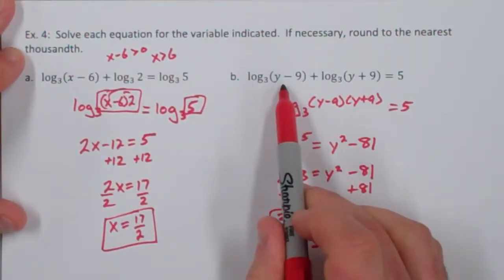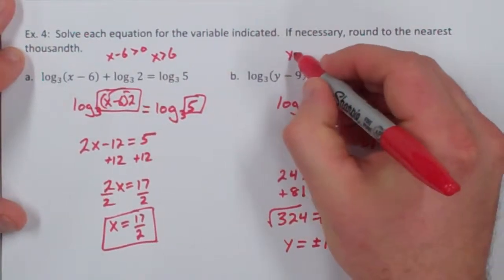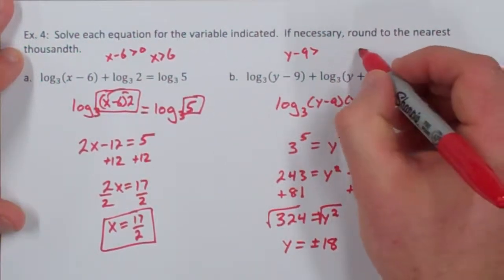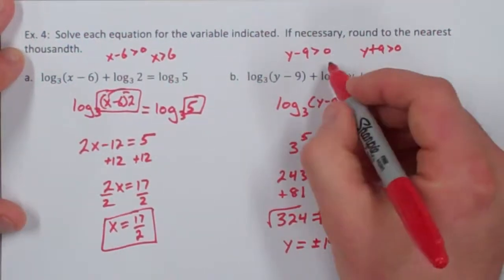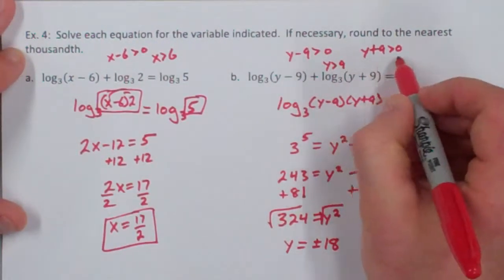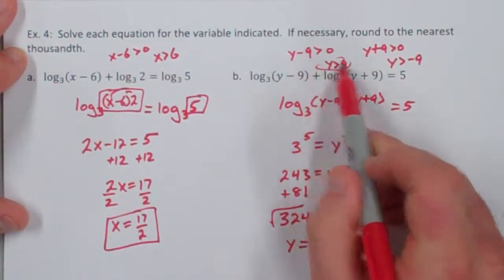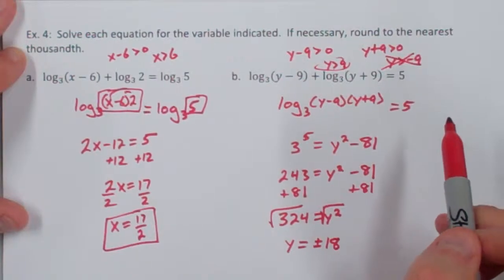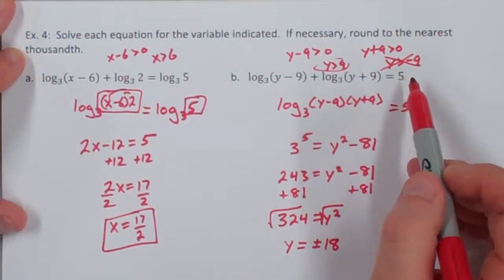We need to go back and look and see what values will work. So both y minus 9 and y plus 9 have to be greater than 0. If we add 9 to each side, we'll have y is greater than 9. If we subtract 9, y is greater than negative 9. This one's the more restrictive one, so we don't even need to pay attention to this one. Any number that's greater than 9 is already greater than negative 9.